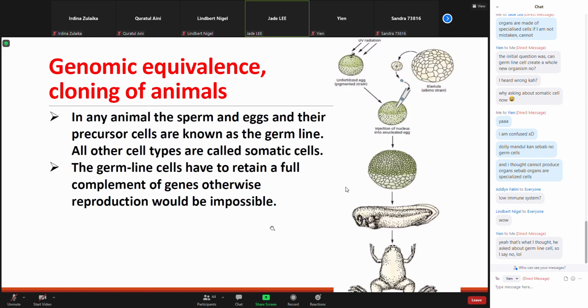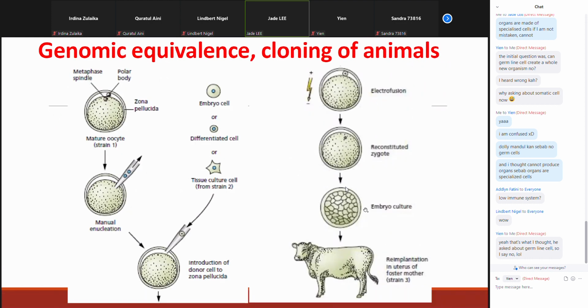Right. So basically this is how genomic equivalence and cloning is done. I believe Dr. Chong will teach you in depth on this because you are taking animal biotechnology, isn't it? With Dr. Chong. So it's good. I don't want any overlapping information, so let him teach you more on that. I focus more on the development of the animals.